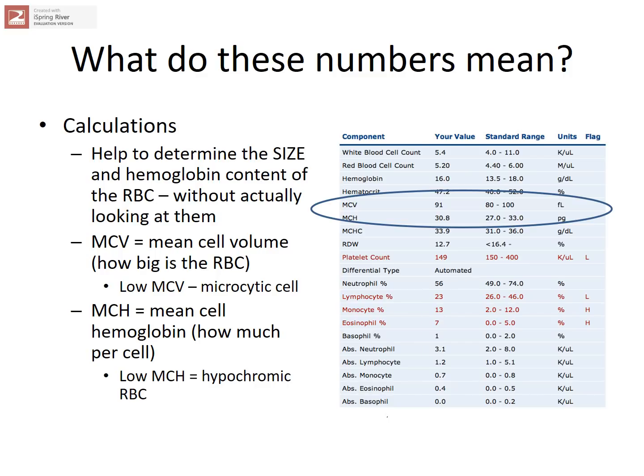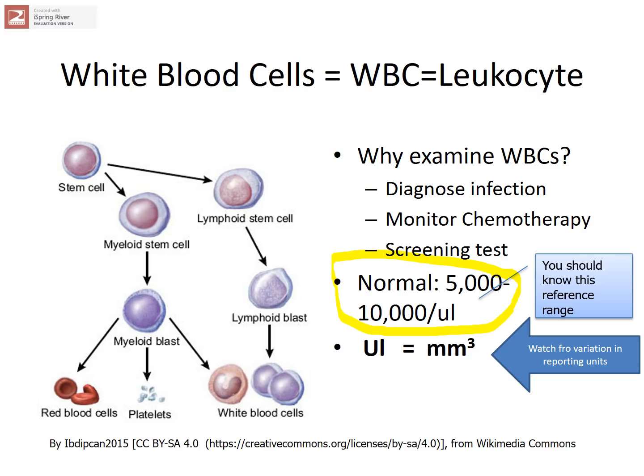So, MCV and MCH are calculations that lead us to know if a cell is microcytic or macrocytic, or if a cell is hypochromic or normalchromic.